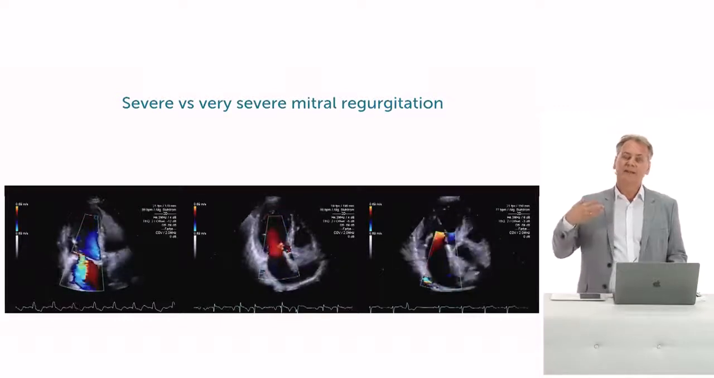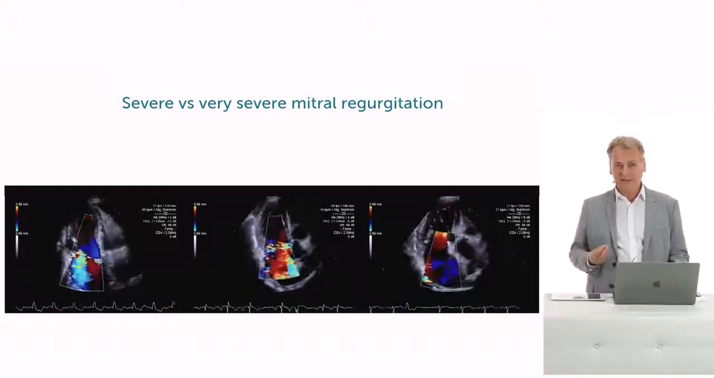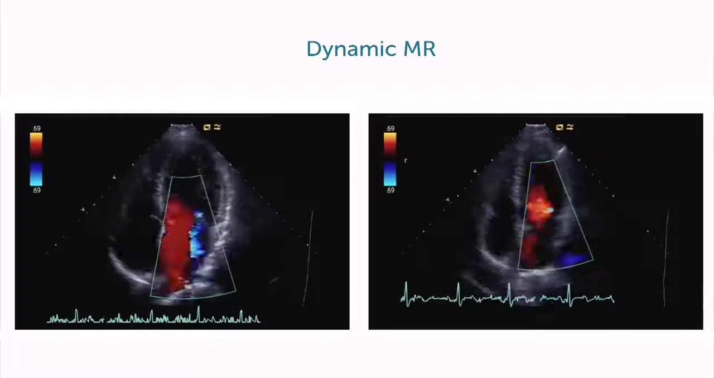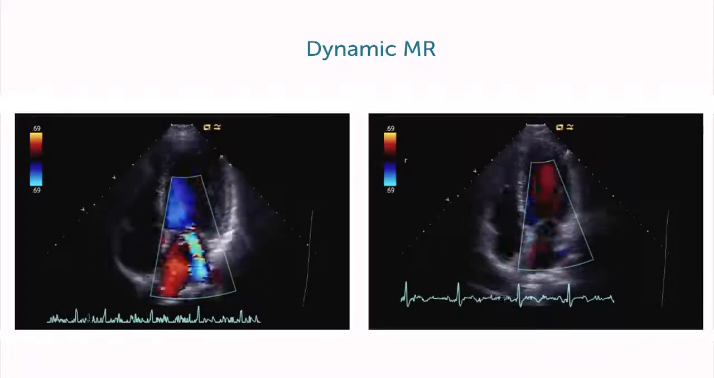You can probably expect an even more hyperdynamic left ventricle function in a patient who has severe mitral regurgitation. So, are the cutoff values that I'll show you later really the right values or not? Another problem, the issue of dynamic mitral regurgitation.